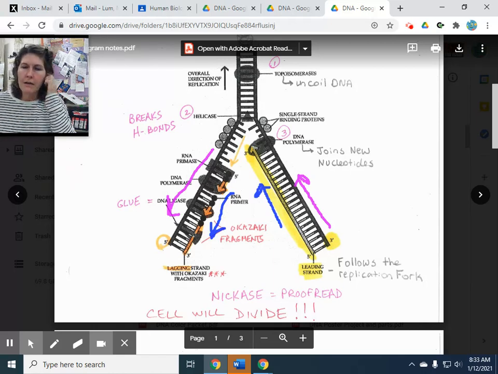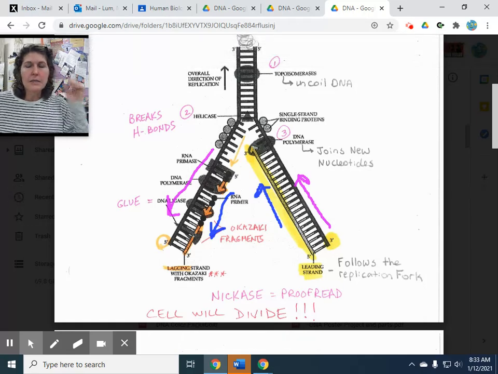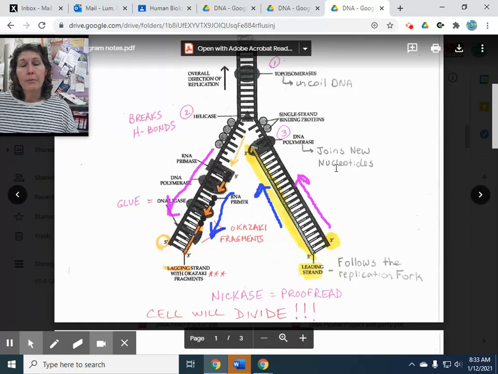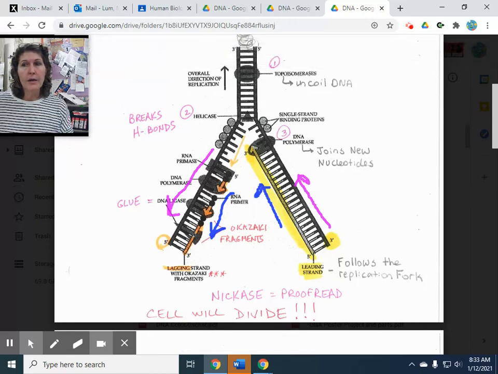Okay, so that's DNA replication. We'll talk a little bit about restriction enzymes the next time we see each other, and we'll also start breaking our way into protein synthesis. Why does DNA have to go through and rely upon RNA?